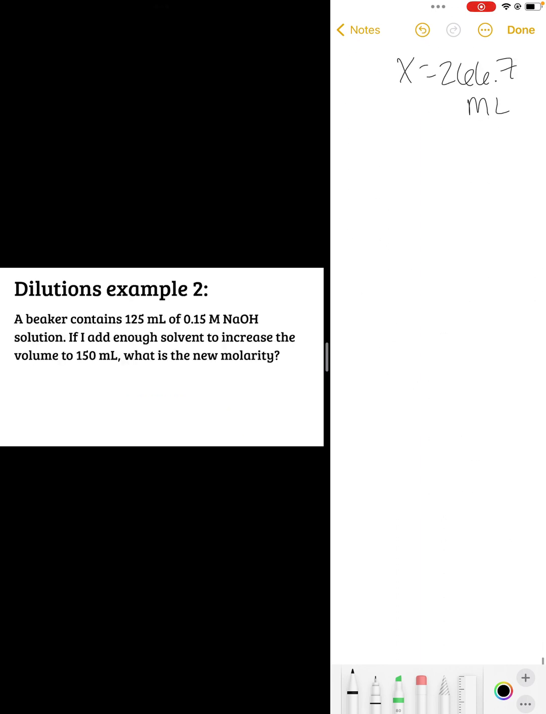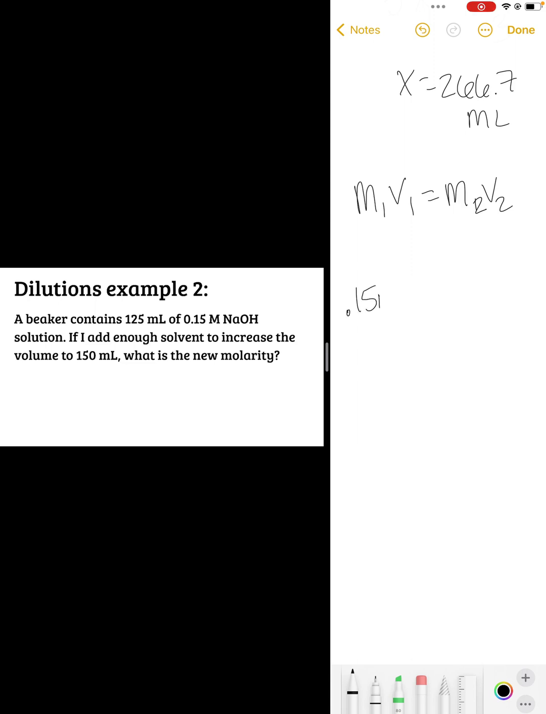Let's do one more. Again, pause the video, try to do it on your own, and then come back and check your answer. So I have the same equation, molarity times volume equals molarity times volume. My beaker contains a 0.15 molar solution. It's 125 milliliters. If I add enough solvent to increase the volume to 150, what's the new molarity?